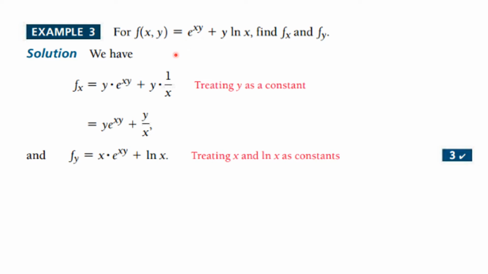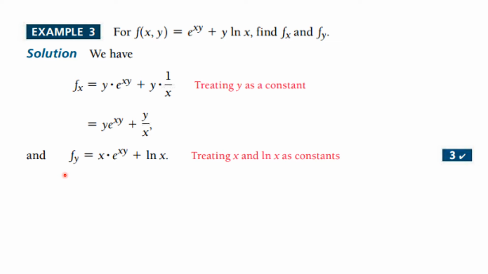So this first term is going to be y times e to the xy plus y is a constant, so I'm really just taking the derivative of ln x, so that is 1 over x. And so that is what this is, and I can simplify that a bit. And if I multiply these together and that together, I can write it more compactly like this.